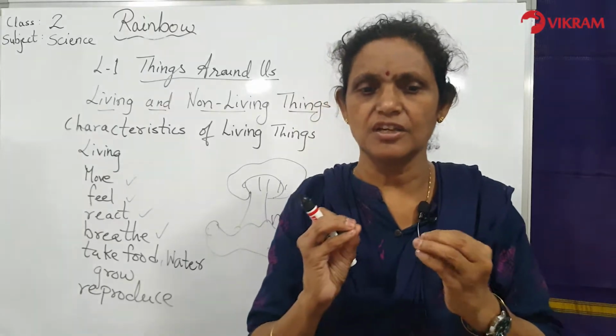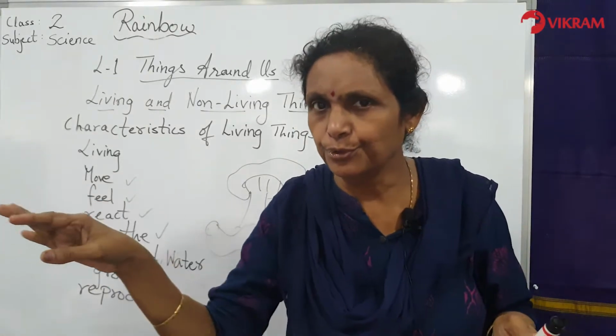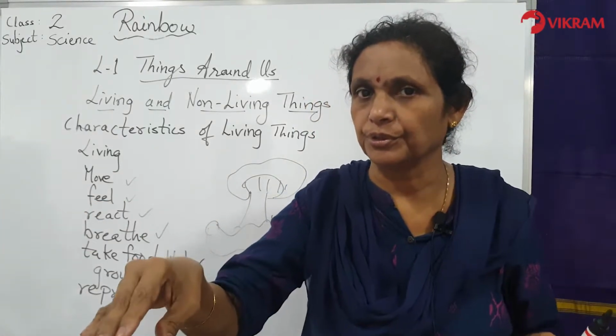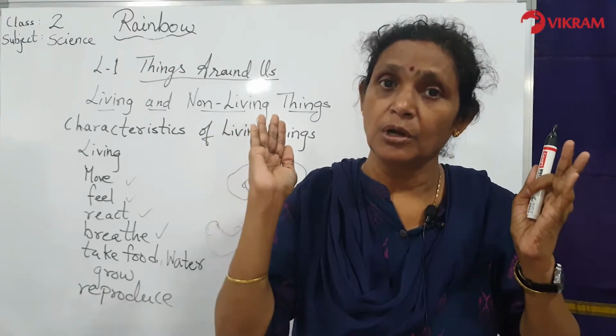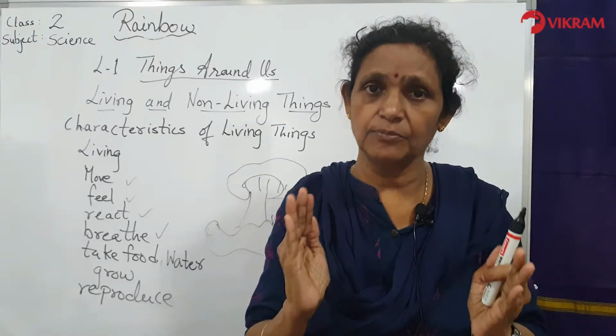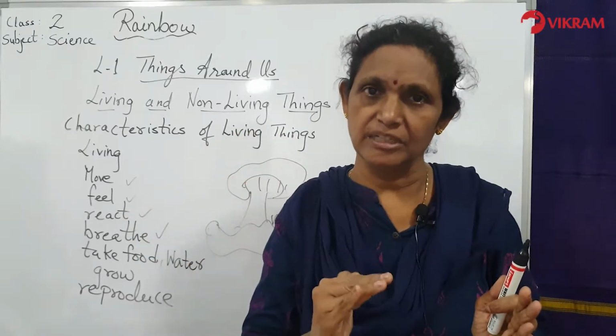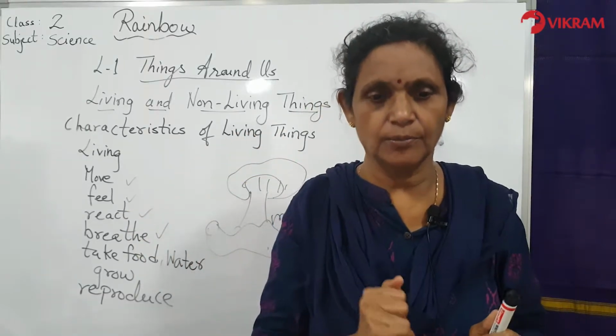So sense organs are used for searching for food. They keep on searching for the food. At the same time, they learn to protect themselves. The sense organs help them to protect themselves from other enemies or bigger animals which will come to kill them.